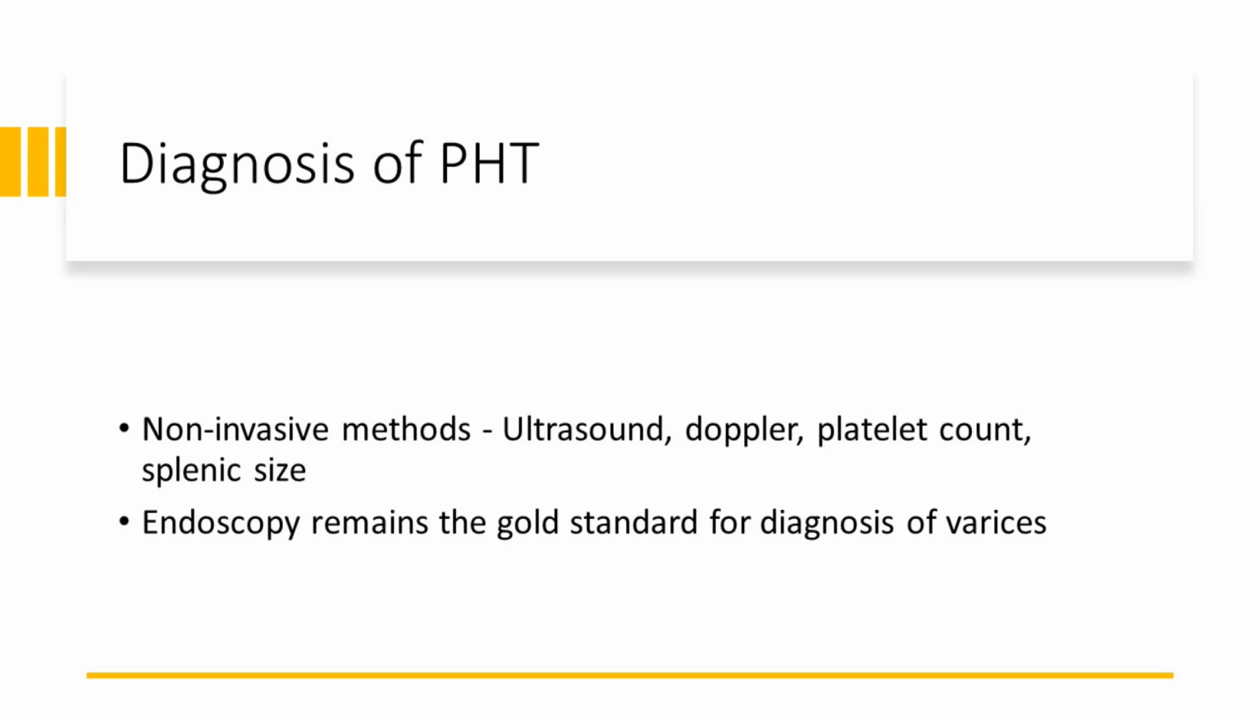How do we diagnose? We diagnose with Doppler. We look at the flow, how the flow is taking. Is it towards the liver? Is it away from the liver? We look at the splenomegaly. We look at the platelet count, the splenic size. So you have various indexes that we do. The FIB score, the APRI index, a lot of indexes that are there. But endoscopy remains the gold standard.